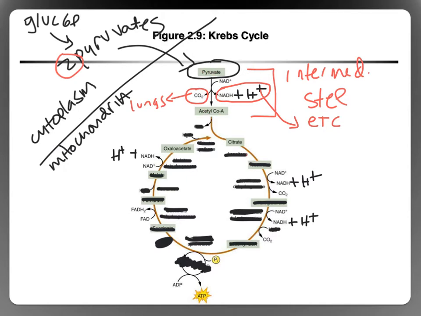Okay. So basically, going into this reaction, we had a pyruvate and an NAD. Coming out of the reaction, we have a CO2, an acetyl-CoA, and an NADH plus H+. Acetyl-CoA then goes into the Krebs cycle. CO2 goes to the lungs, and the NADH plus H+ goes to the electron transport chain and gives us more ATP.